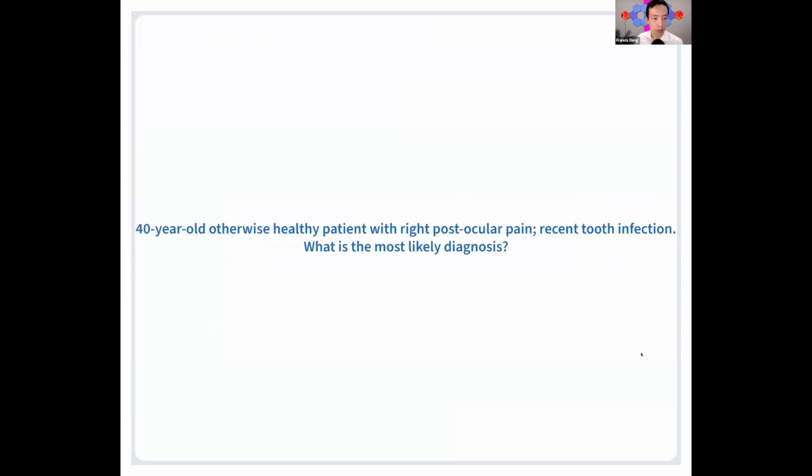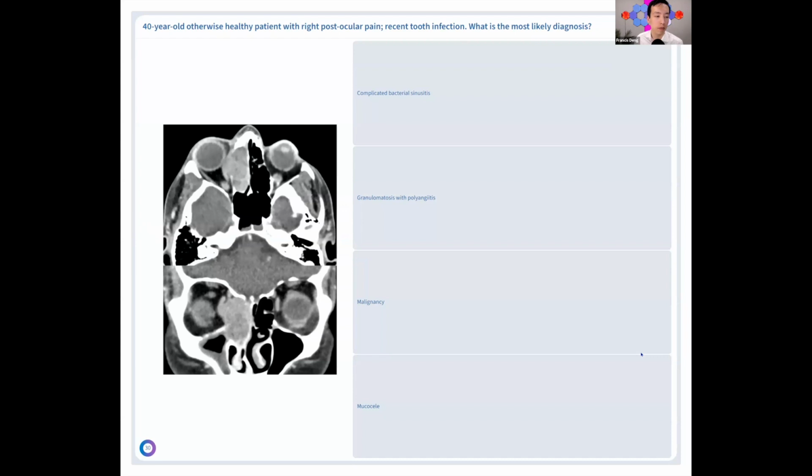Next case is a 40-year-old, otherwise healthy patient with right post-ocular pain and a recent tooth infection. What is the most likely diagnosis? So I'm showing you an axial and a coronal CT post-contrast.